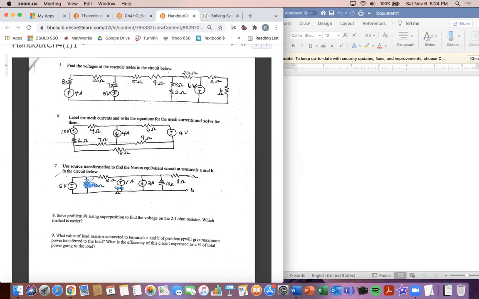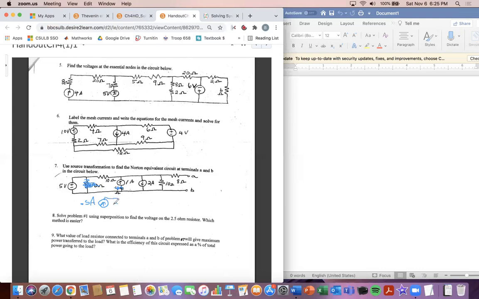So now we're going to make a Norton equivalent right here. So 5 volts divided by 10. When I do 5 divided by 10, I get 0.5 for my amps. So 0.5 amps here for current. And then right here, it's going to go up.